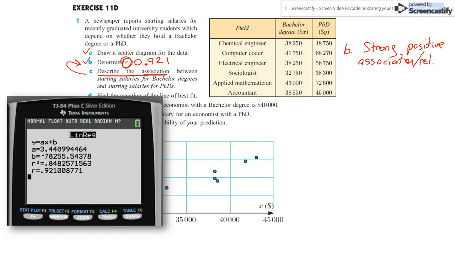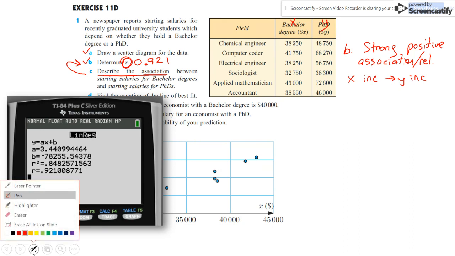So in general, that means as starting salaries for bachelor degrees go up, starting salaries for PhDs also go up. So as X increases, Y is increasing. And in this case, X and Y, you can see, are those two things. Okay, and that comes from the direction of the association. The strength, the value of R, tells you how strong that relationship is.